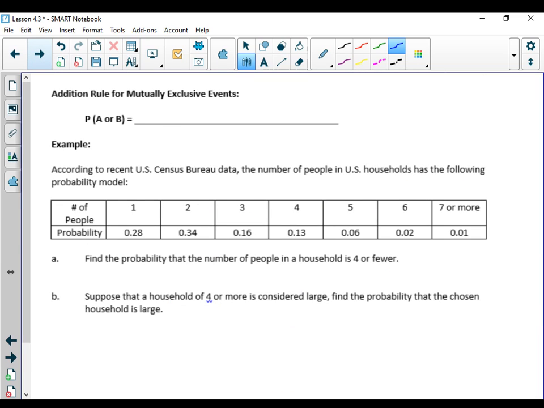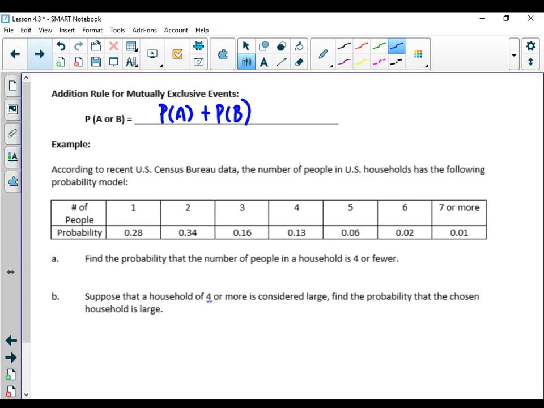All right, well, the nice thing is that if I do have mutually exclusive events, and I'm looking at the probability of A or B happening, all I need to do is take the probability of A plus the probability of B.